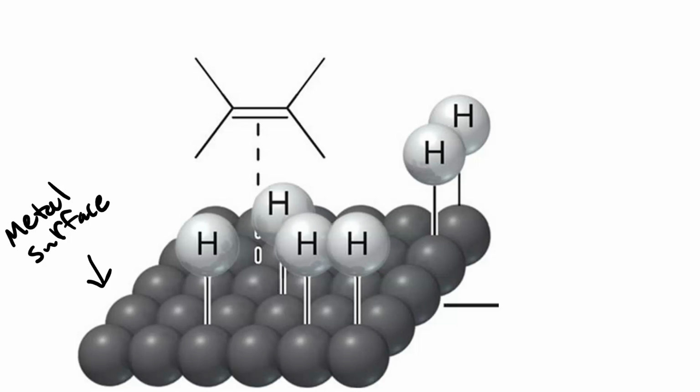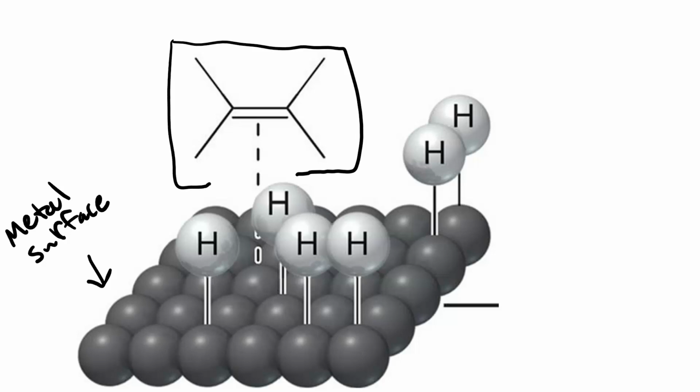So as long as the hydrogen atom is adsorbed onto the metal surface, it's free to roll around. So rather than having 3 H2 molecules here, we've actually got 6 hydrogen atoms. Now, look at the alkene. Here, you see this dashed line going from the pi bond of the alkene to the metal surface. That's to indicate that the pi bond of the alkene also overlaps with the orbitals on the metal surface.